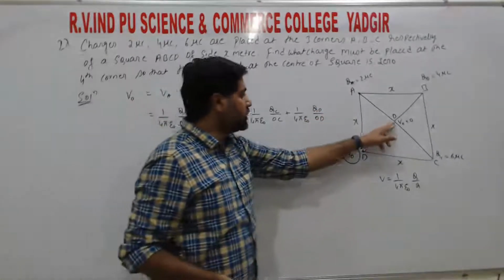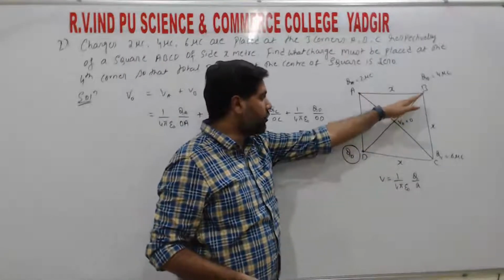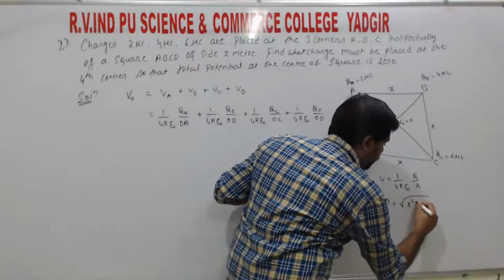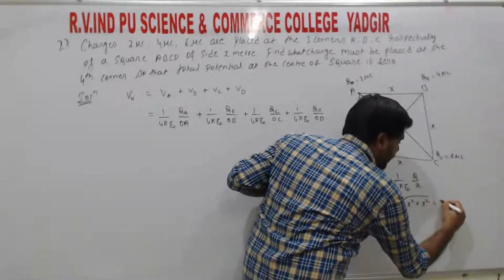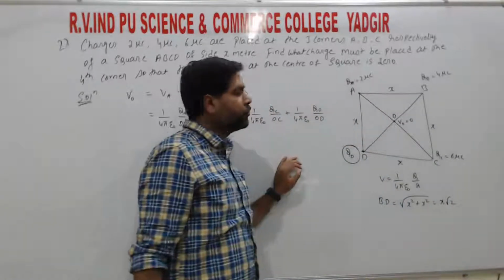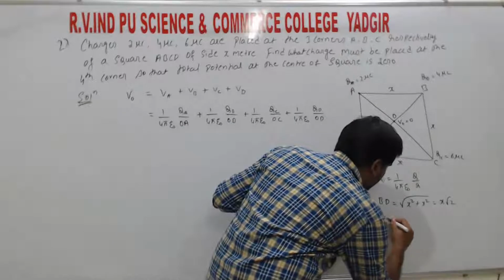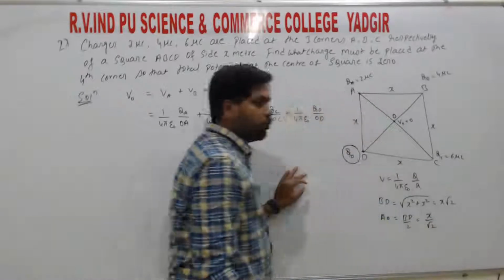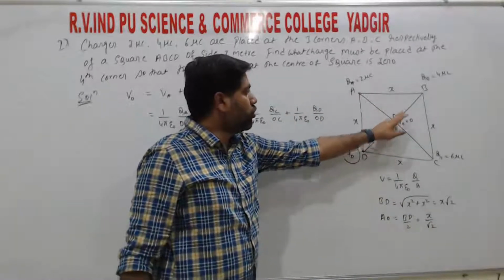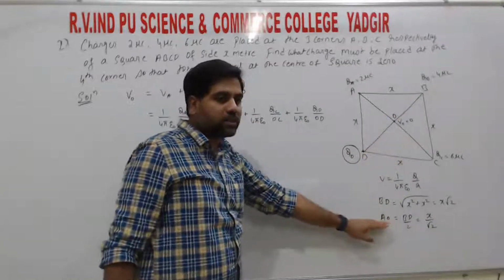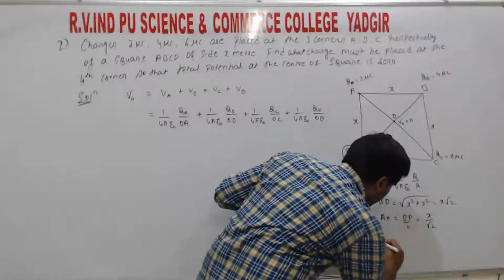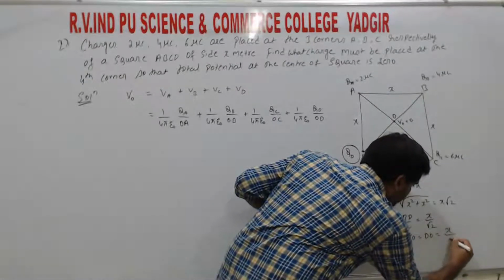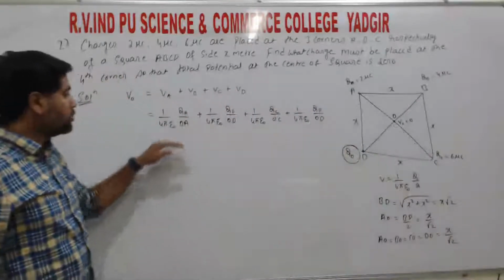We don't know the distance from O to A. So by the Pythagoras theorem, the diagonal BD is equal to the square root of x square plus x square, so we get x root 2. So the distance AO is equal to BD divided by 2, which gives x by root 2. From A to O, B to O, C to O and D to O, all the distances are the same. So AO is equal to BO is equal to CO is equal to DO, which equals x by root 2. Now substituting here.